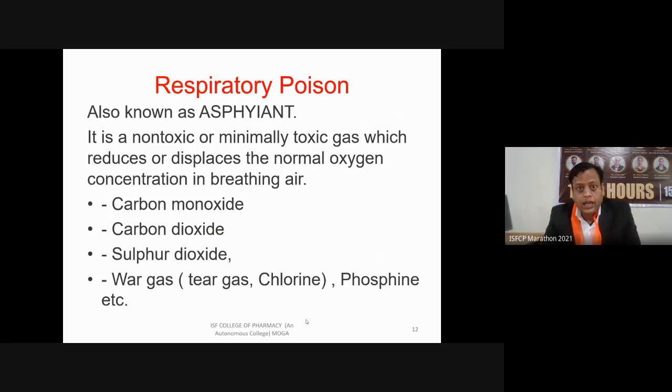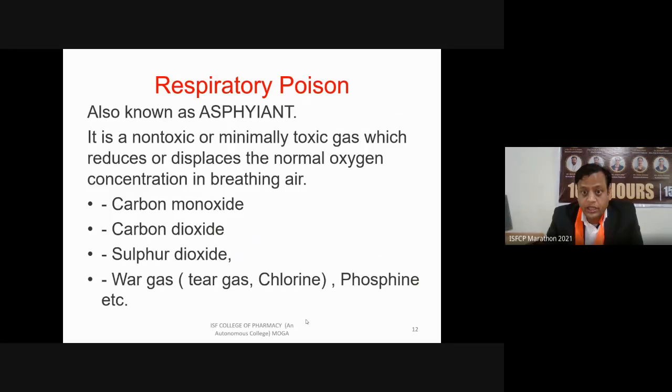Next one is respiratory poison. So these poisons are also known as asphyxiants. It is a non-toxic or minimally toxic gas which reduces or displaces the normal oxygen concentration in breathing air. So respiratory poison is also known as asphyxiant, a non-toxic or minimally toxic gas which displaces the normal oxygen concentration in breathing air.